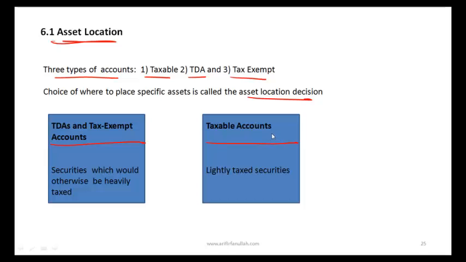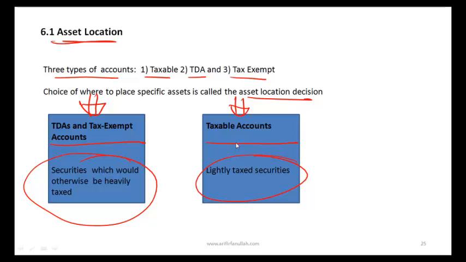So you have some assets. You want to decide what to put away in this bucket, essentially for retirement, and what assets to keep with you because you might need to liquidate those assets or get the income from these assets. Securities which would otherwise be heavily taxed should ideally be put here. In other words, you are deferring the tax, and lightly taxed securities might be put in your taxable account. I think this is the main point from this section.